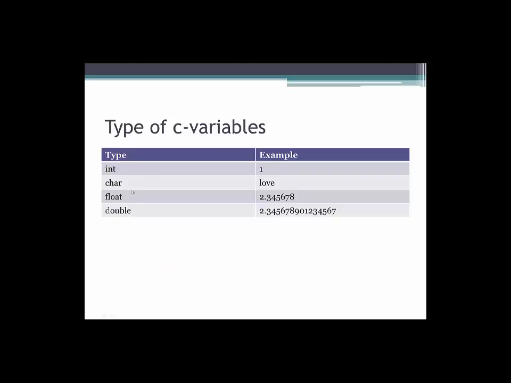There are four types of basic variables that we need to know in C programming. The first one is integer, which is the variable that can only hold whole numbers such as 1. The second one is character, which is a data type which holds one character, like letters, numbers or symbols. Float is a variable which has digits on both sides of the decimal point, while double is a larger float type that holds bigger and more precise numbers.